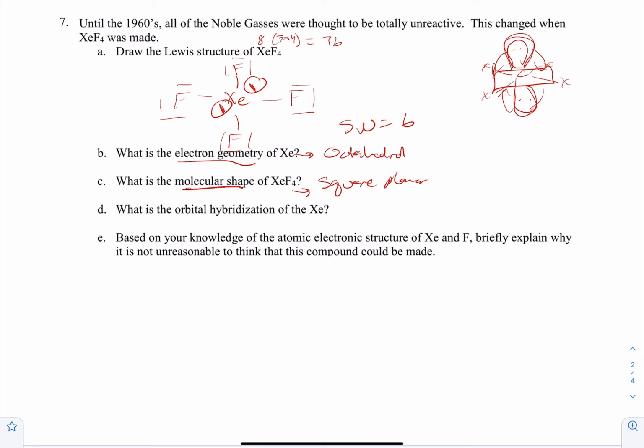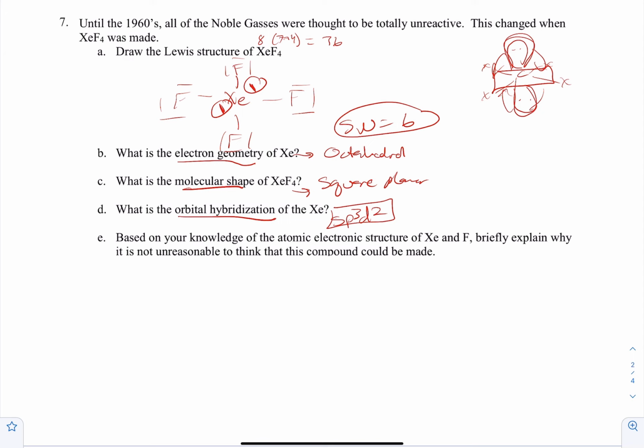Okay. So now they're asking for what the orbital hybridization would be. If our steric number is 6, that means I need 6 orbitals, which is sp3d2 hybridization. Okay. All right, last question. Based on your knowledge of the atomic structure and electronic structure of xenon and fluorine, briefly explain why it is not unreasonable to think this compound could be made.